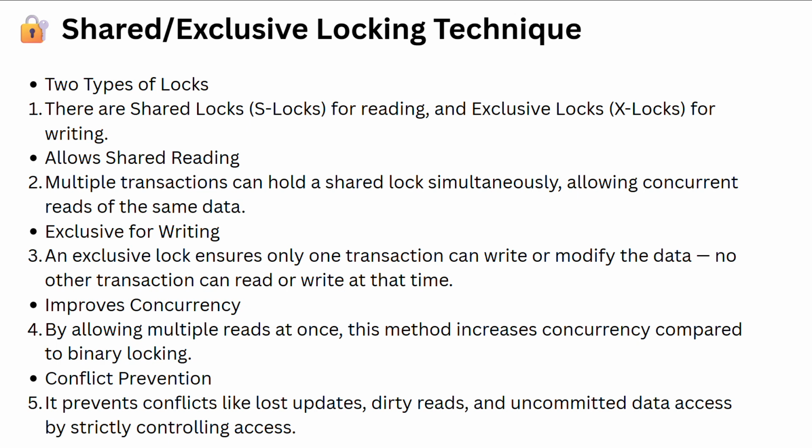Improve concurrency. Our fourth point is improve concurrency. It means by allowing multiple reads at once, this method increases concurrency compared to binary locking. And the fifth point is conflict prevention. It is one of the main functions of the shared exclusive locking technique. It prevents conflicts like lost updates, dirty reads, and uncommitted data access by strictly controlling access.